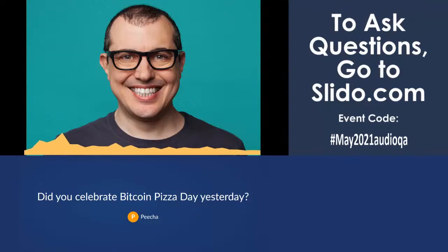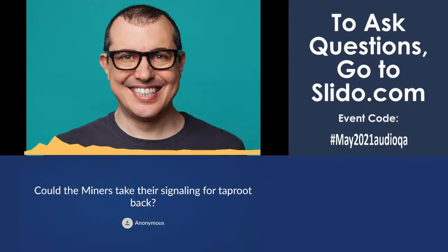All right. Picha asks, did you celebrate Bitcoin Pizza Day yesterday? Picha, no, I did not celebrate Bitcoin Pizza Day. I was out with friends. I went to a seafood restaurant and I had a crab meat roll in a nice brioche-like bread. It was delicious. And so that was lovely. Yeah, I did not celebrate Bitcoin Pizza Day yesterday. No drilling during the live stream.